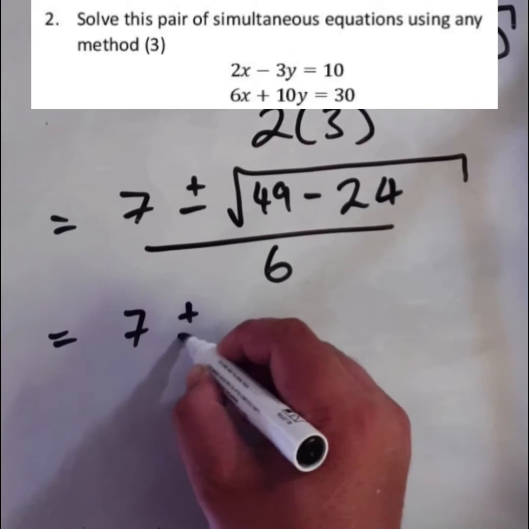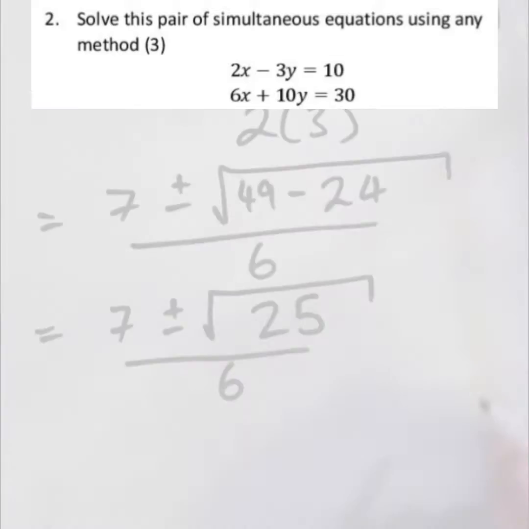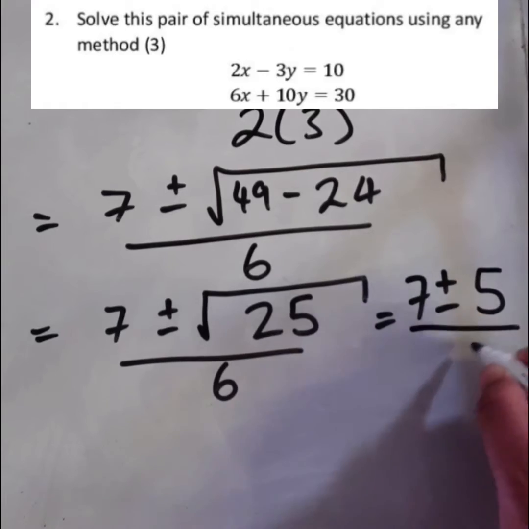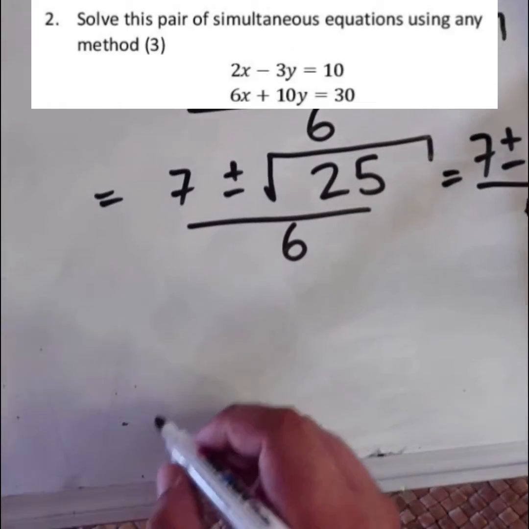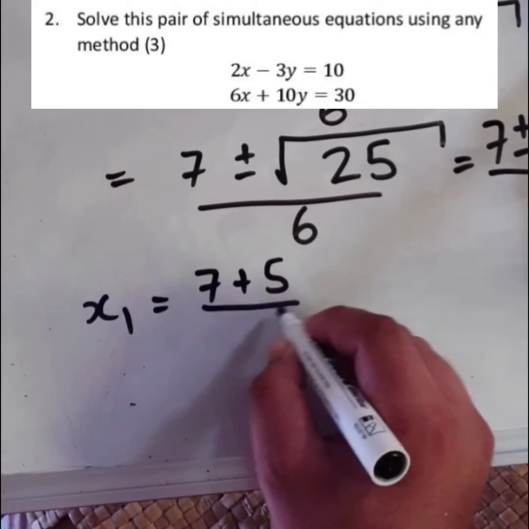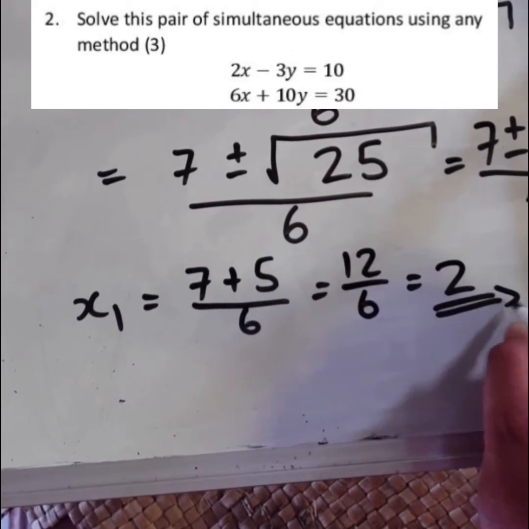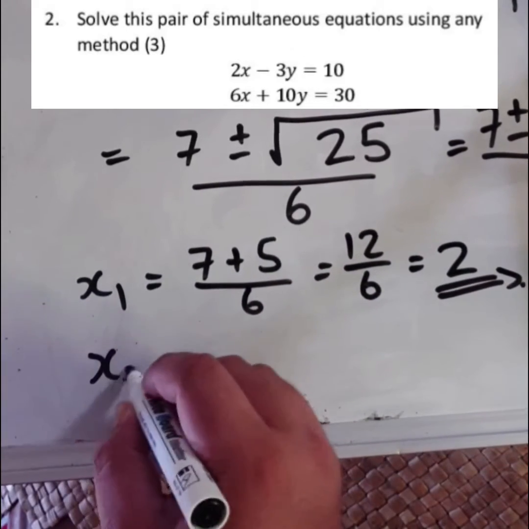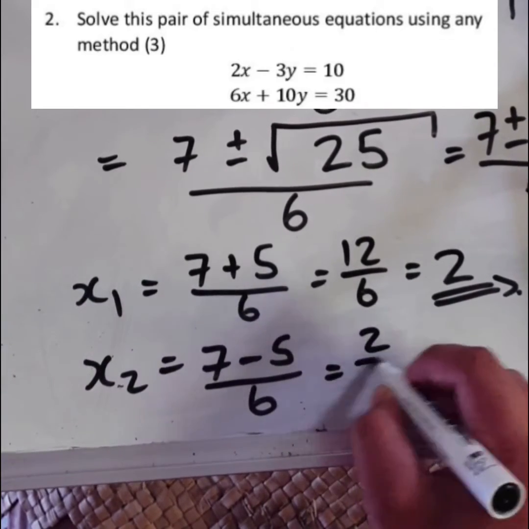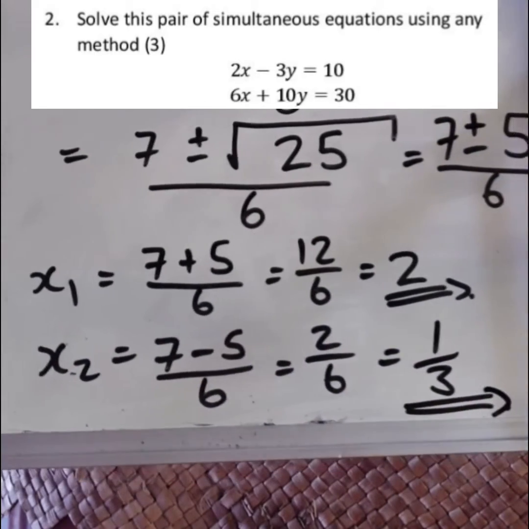We can simplify further the numbers under the square root. So 49 minus 24 is 25. So now we can rewrite this again. 7 plus or minus the square root of 25, which is 5, over 6. A quadratic equation will have two solutions. So to find the first solution, we can use the plus sign. So it'll be 7 plus 5 over 6, which is 12 over 6, which gives us our first answer, which is 2. The second solution, we will use the minus sign. So 7 minus 5 over 6 is 2 over 6, which simplifies to 1 over 3. So here are our two solutions.